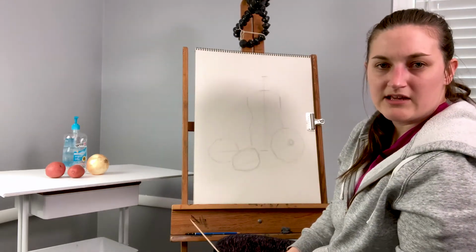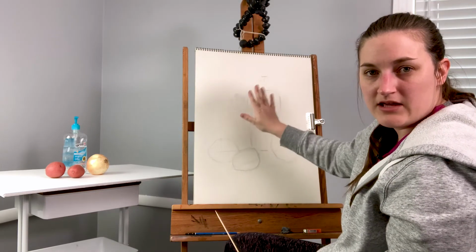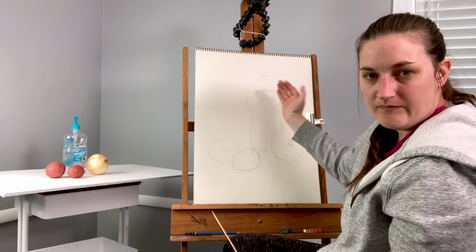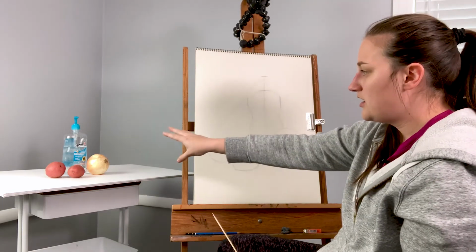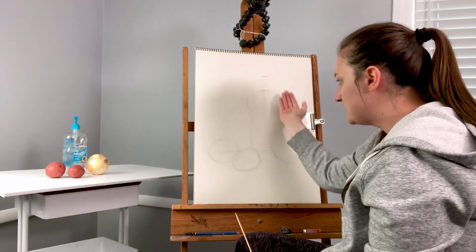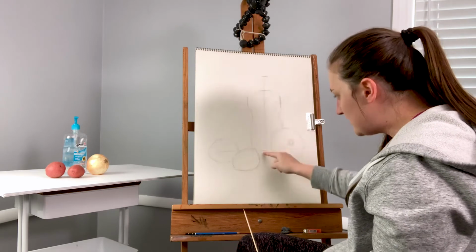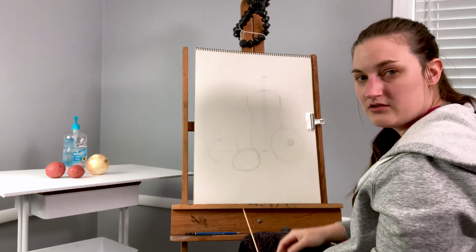Anytime you have a symmetrical object, you need to use that axis line to help mimic each side to the other. So I have a symmetrical object here with the sanitizer, because it's a bottle that's exactly the same on either side. So that axis line helps me to mimic each side to each other.